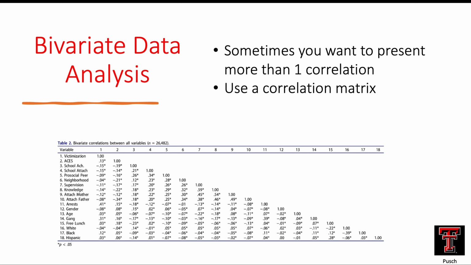So it's often the case that you have many, many variables, and sometimes you want to present more than one correlation for these variables. So in these cases, you would use a correlation matrix. So this is an example from one of my research projects, looking at school victimization and some predictors of it. So what you would do is you would calculate all those correlations and then present them in a table. And it's very, very easy to do if you're using Stata or R or any of these sort of data analysis software programs.